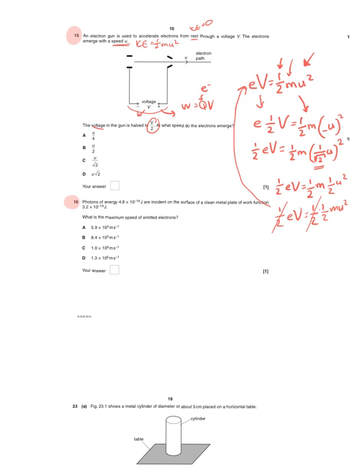So this is me double checking. This is a double checking part. But by doing this, I figured out that it's C, so that's the correct one. Then we have question 16.